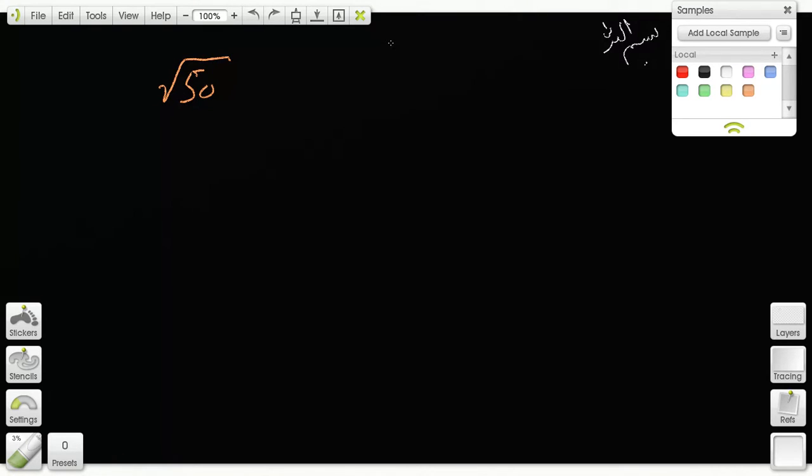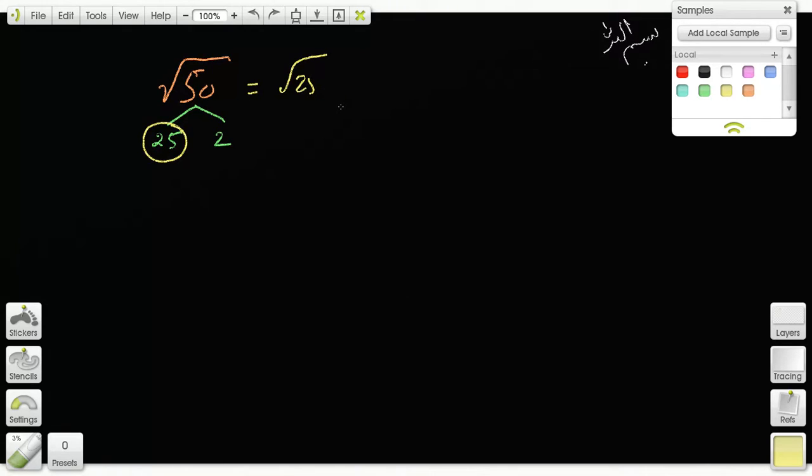But can we simplify it? What does it mean to simplify it? Well, you break it into its factors. 50 is what? 25 times 2. Now I have a perfect square. When you're doing this, you're looking for perfect squares. What's the square root of 25? So look, this is square root of 25 times square root of 2. You agree with that?